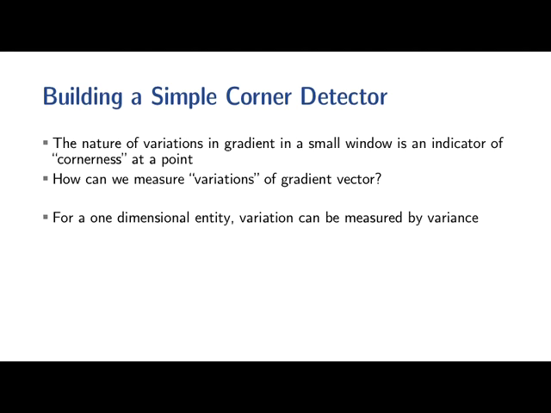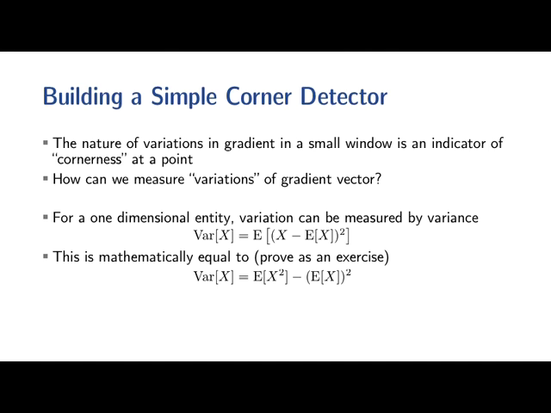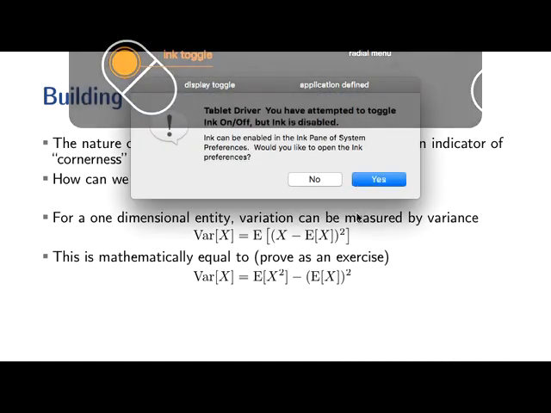For one-dimensional entities, which are scalars, not vectors, variation is measured by variance, right? Now, what is the definition of variance? The variance of a variable x, which is a random variable, so x will take on many different values, is the expected value of x minus the mean of x, which is the expected value of x, squared. So the expectation of (x minus expected value of x) squared, that's by definition the variance. You have seen this before in a statistics class or so on. In fact, you might have also seen that it's mathematically equal to write variance in this form.